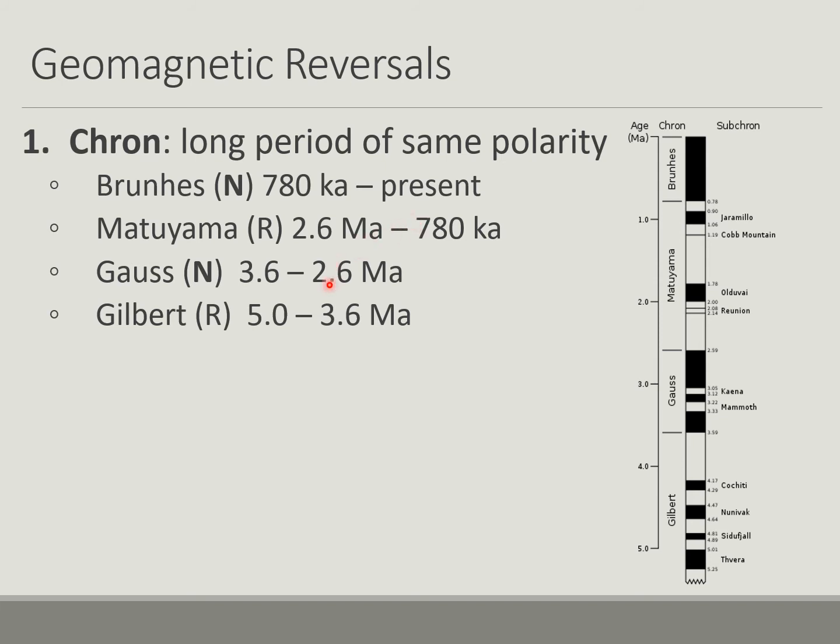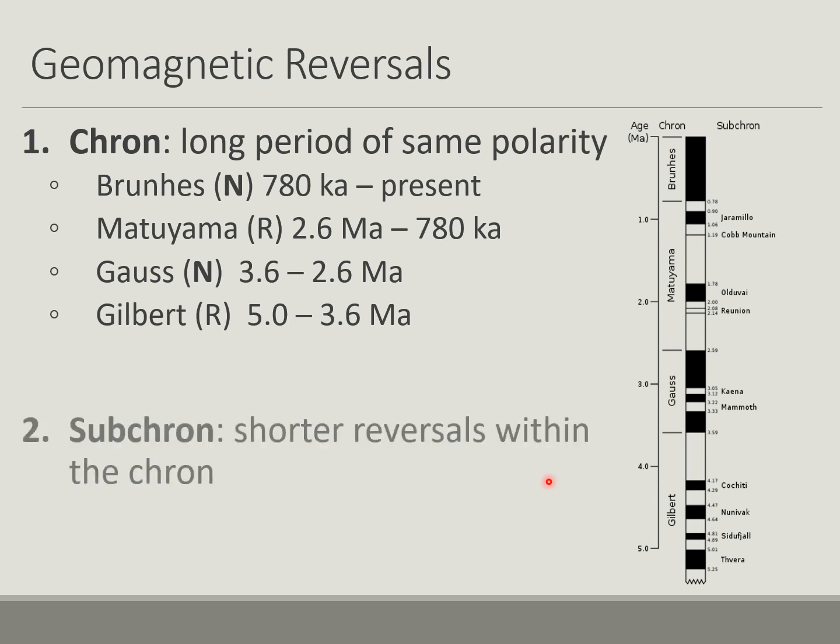And if you go back further, it's normal again. If you go back even further, it's reversed again, and it keeps flipping back and forth, as you can see, this black and white, black and white. And subcrons are just shorter reversals within these longer cron periods. So here are the crons I have listed here.